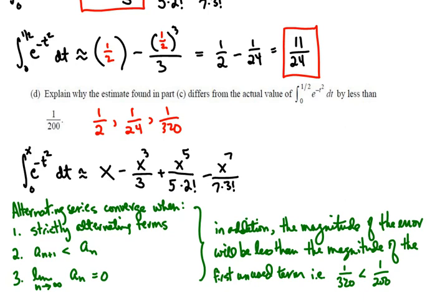So it's important, this idea of the alternating series, when it's going to converge, and its error and the magnitude of its error being less than the first unused term, are very important concepts here. Okay, so that wraps up this problem.